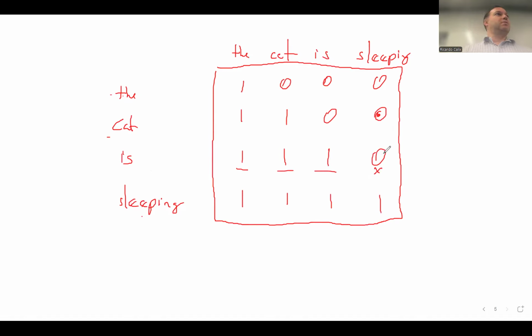It can't pay attention to that because the assumption is we're predicting until the cat is, and the next word would be sleeping, but it can't really see it. Do you guys see that? So that's what the mask provides.